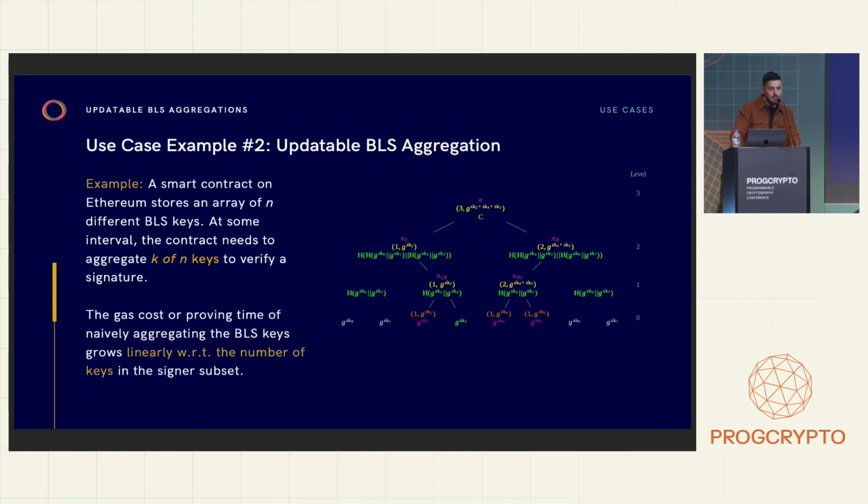But if the entropy in the signer set or the subset is low enough, you're able to reuse all of the aggregation between successive runs with rec proofs. And this gives you a very flexible primitive when you're trying to prove computation over something, in this case a set of BLS keys, that doesn't have high changes between every iterative run of the proof.